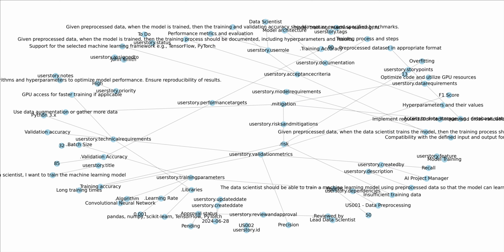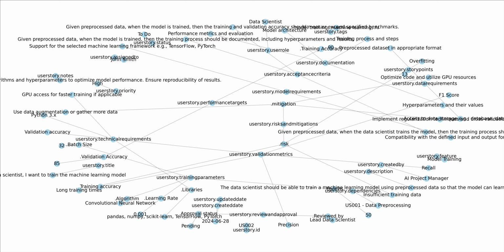Priority: High. Status: To do. Story points: 13. Assigned to: John Smith. Tags: Model training, Machine learning, AI. Dependencies: US001 data preprocessing. Notes: Consider experimenting with different algorithms and hyperparameters to optimize model performance. Ensure reproducibility of results. Created by: AI Project Manager. Created date: the 28th of June 2024. Updated date: the 28th of June 2024.